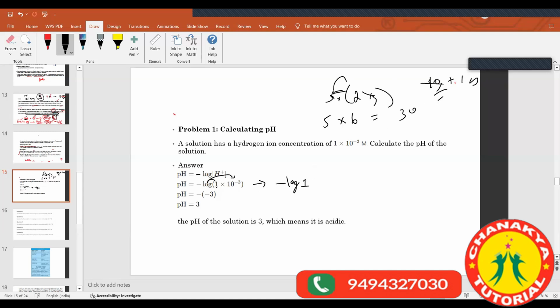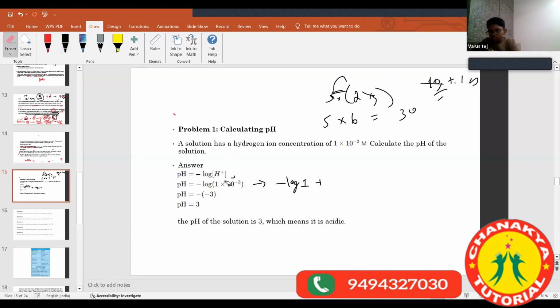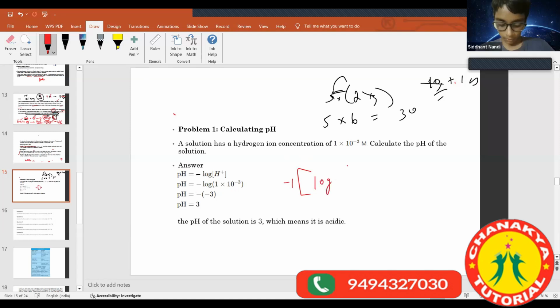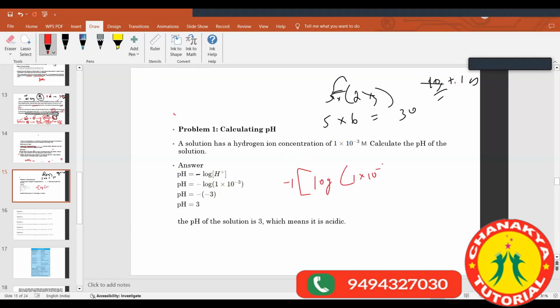So it is minus log 1. I don't understand. No, I'm just teaching you, this is the way it works. You have to know this. Got it? Okay. You keep the minus 1, or else if this minus is confusing, you keep it outside, like log of 1 into 10 power minus 3.